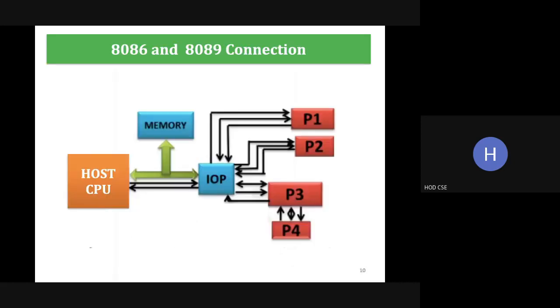Okay. So this is the diagram that shows the connection between the 8086 and 8089. So here we have the IO processor 8089. We'll be studying the architecture of 8089 also, how it functions, what are the functions of 8089, in the next classes. So IO processor we have, and here all the devices are connected. P1, P2, P3, P4, like this, all the devices are connected. And we have the host CPU, that is the main processor. And this will be communicating through this line, and the acknowledge signal, that is the interrupt, will be through this line. So this is the connection between 8086 and 8089.